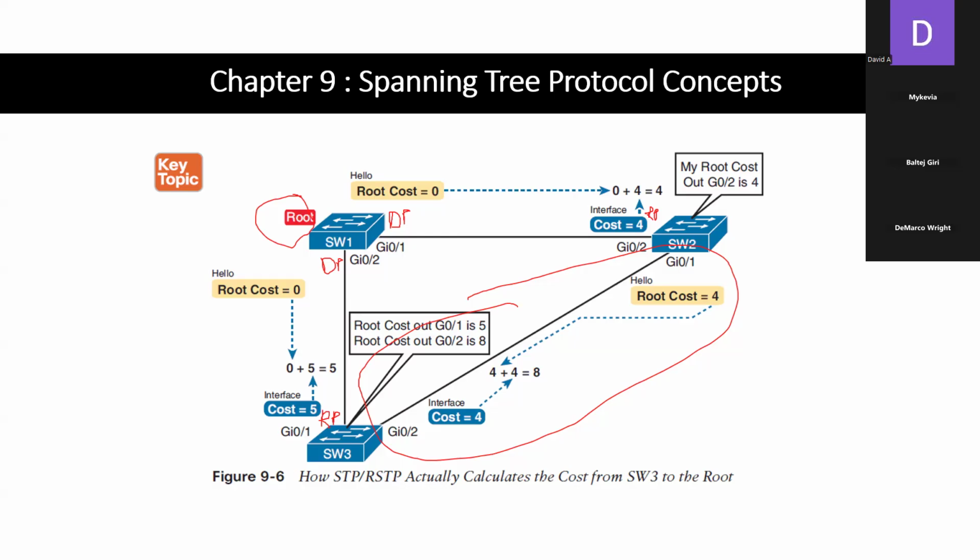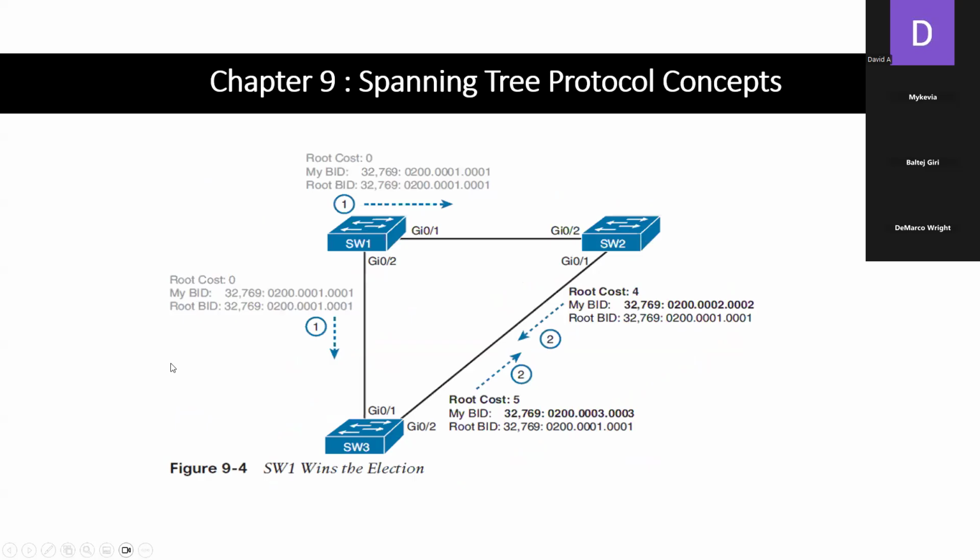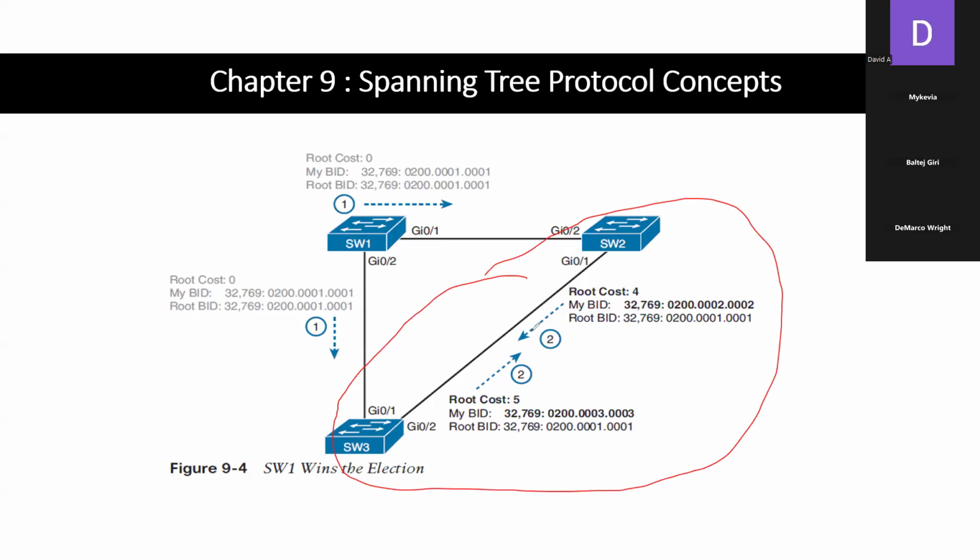So let's go to a better drawing. There we go. Let's go to 9.4. So in 9.4, we're looking at the hello messages here. And we're seeing hello messages from switch 2 to switch 3. This is where it's determining the designated port for this segment.